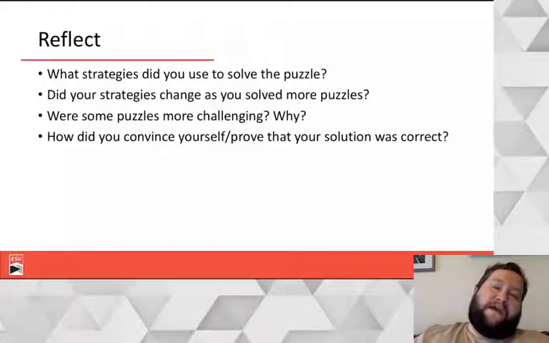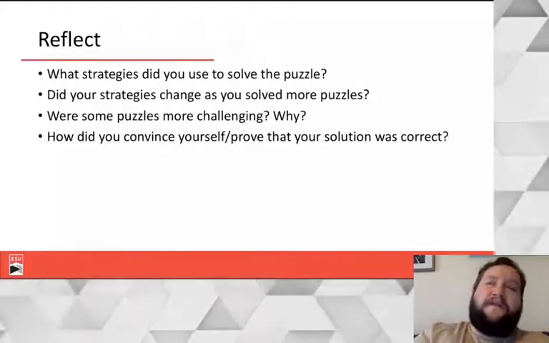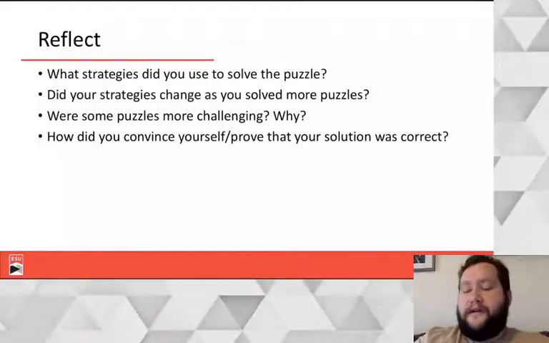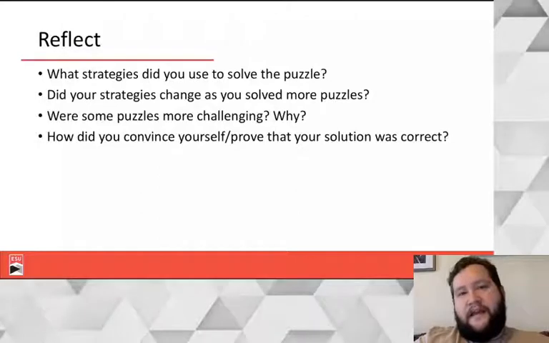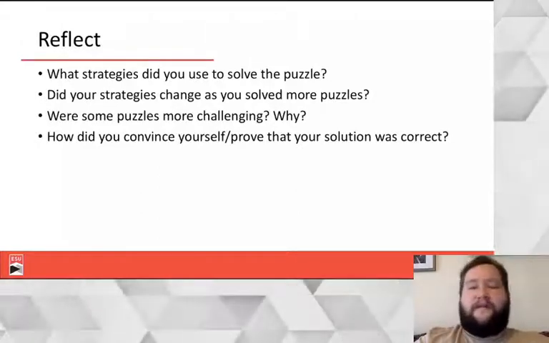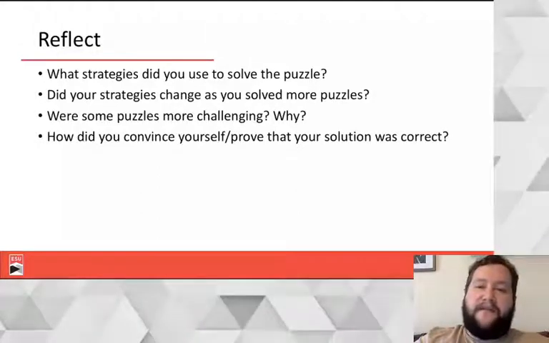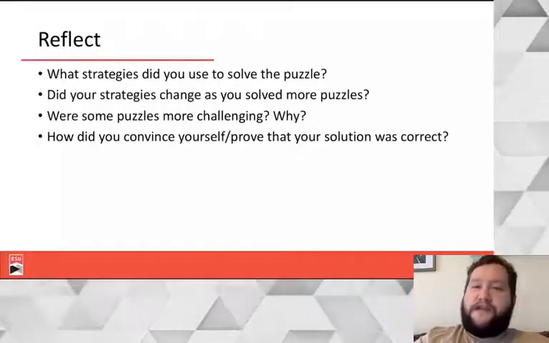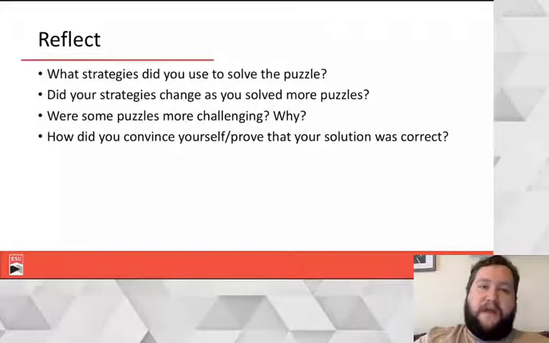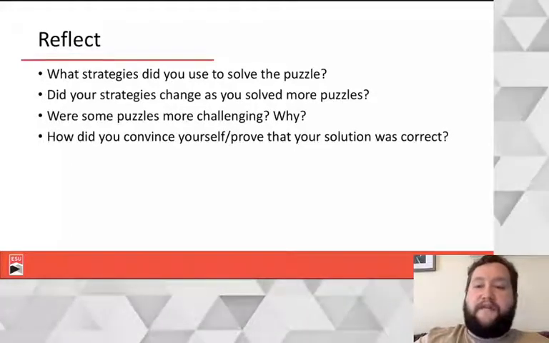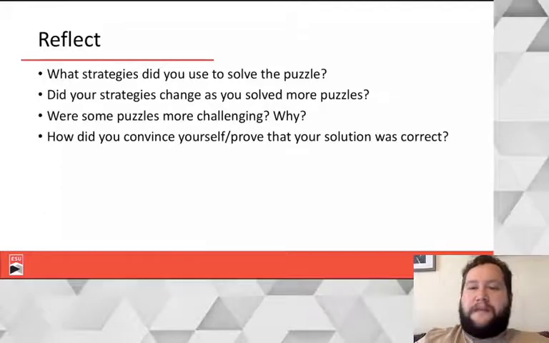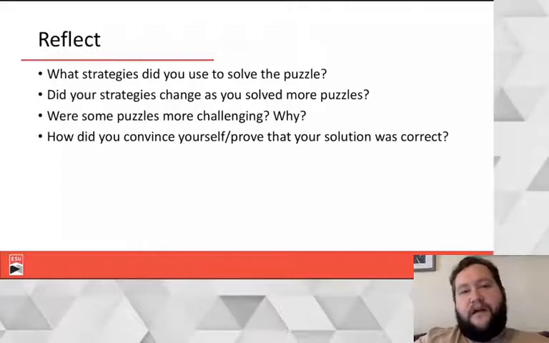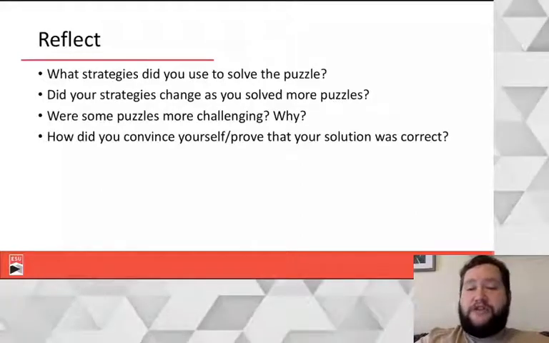And after you do that, I want you to reflect. So it's really important that after we do something, particularly something that doesn't look as much like math at the beginning, we think about how we solved that problem. Because math is fundamentally about solving problems involving quantities. So what strategies did you use to solve the puzzle? Did you have a particular process? You were like, oh, I started by just drawing a random line, and then I worked it left to right, or something like that. Did your strategies change as you solved more puzzles?